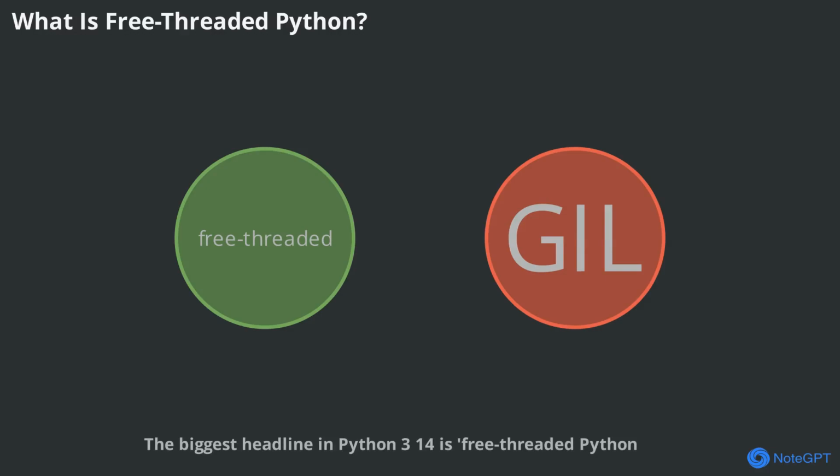Let's dive in. Biggest headline in Python 3.14 is free-threaded Python. In older versions, Python had a rule called the Global Interpreter Lock, GIL, which meant only one thread could run Python code at a time, even if your computer had many cores. Now, with free-threaded Python, that lock is gone. This means Python can truly run multiple threads at the same time, using all your CPU cores. For apps that do lots of heavy calculations, this is a game changer. It's like letting all your friends play together, instead of waiting for their turn.